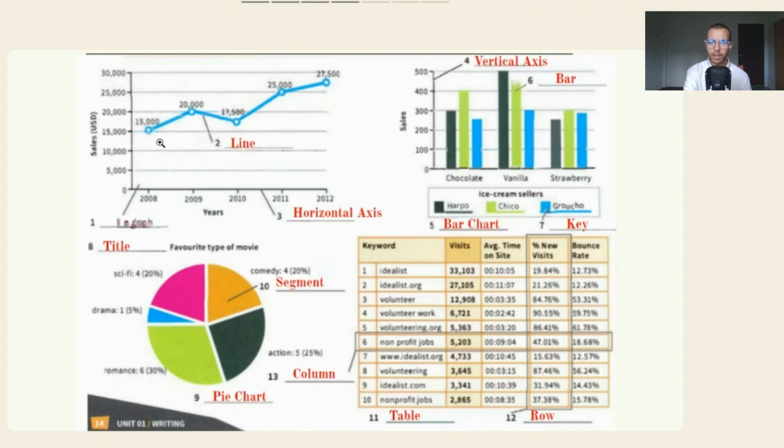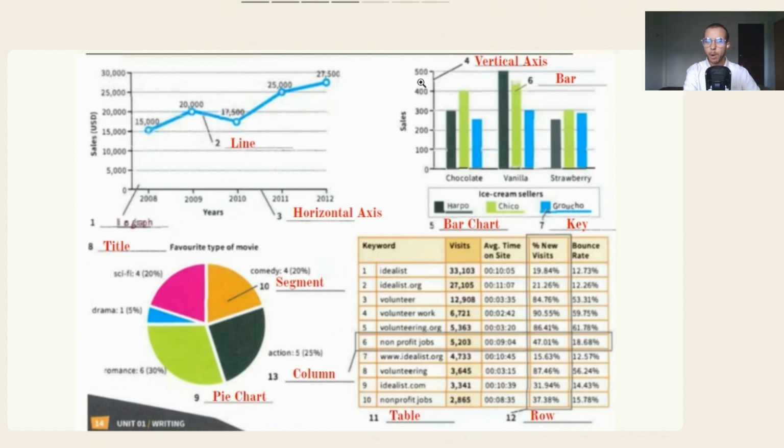When we're talking about a line graph, these are the lines. So the line is increasing or decreasing. We have the horizontal axis on the bottom. You could think of it as a horizon. When the sun sets below the horizon. So we have the horizontal axis. And of course, this is a line graph.